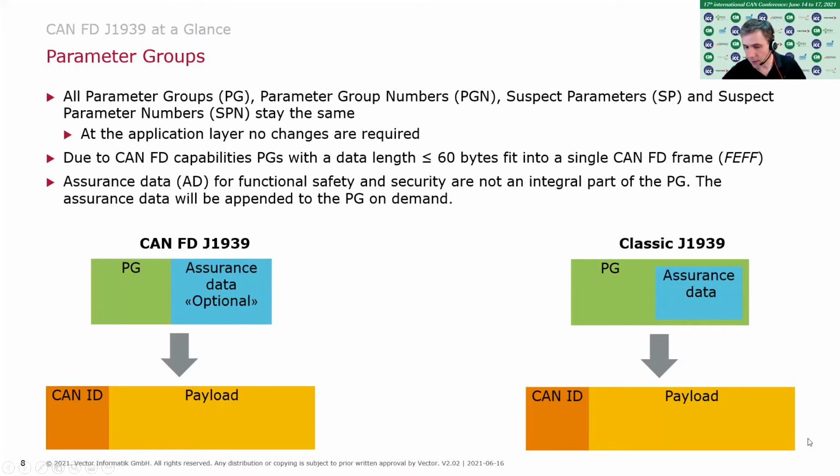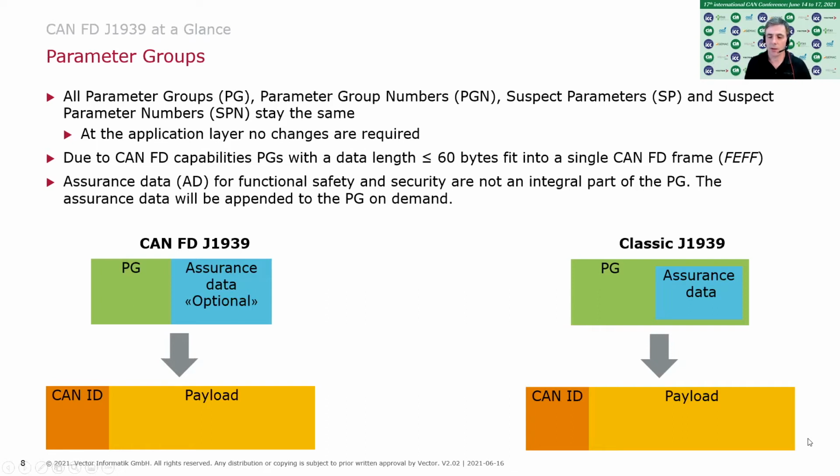The other thing is the way of handling the assurance data. I mentioned this earlier. The assurance data is not part of the parameter group, as you can see on the left side of the picture. So the parameter group stays as it is, and then you can append the assurance data for safety and security. This is a difference in comparison to the classic J1939 approach, where the parameter group comprises the assurance data. If you look at today's parameter groups, you may find, not at all parameter groups but at some of them, additional CRCs, checksums, and whatever, and they are part of the 8 bytes. And in the future, we expect this is no longer necessary.